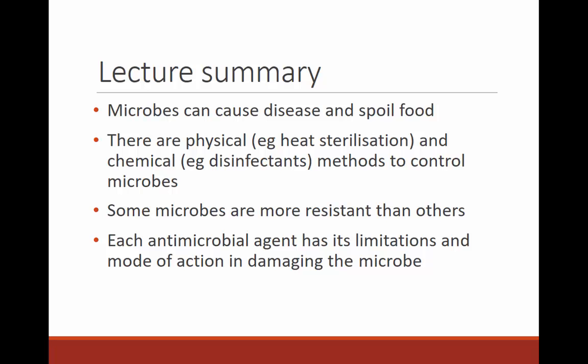So we've looked at why we need to control the growth of microorganisms. We've looked at some of the different types of methods to do that, and you understand that some microorganisms are more resistant to antimicrobials than others. So prions as opposed to gram-positive bacteria. You need to understand that hierarchy of resistance, and each antimicrobial has its limitations.